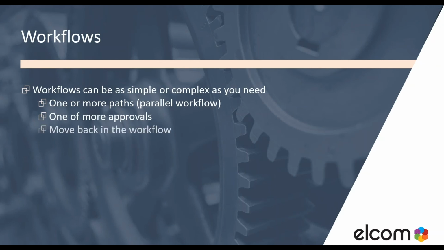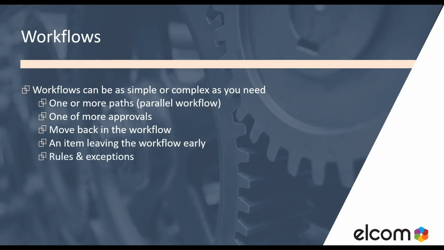You may have multiple approval processes. You may want to think about things of what happens if this gets rejected? How do we go back in the workflow process? And set up scenarios for items that may need to leave workflow early. So what if there's a rule or a permutation or an exception, for example, where if this happens, then this item leaves workflow and it goes to a different workflow, or it automatically gets approved or automatically gets rejected.